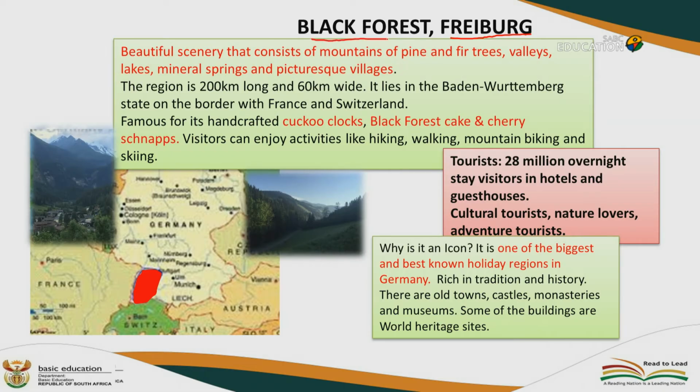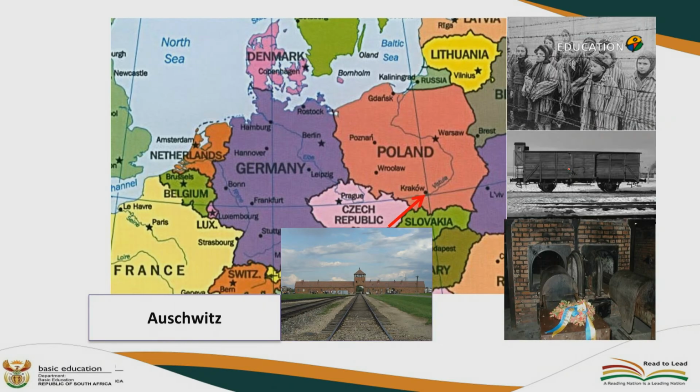And then also check the tourists, 28 million overnight visitors in hotels and guest houses. It means many tourists love to go and see the Black Forest. And when you do the Black Forest, remember, you can relate it to the cuckoo clock. It is found in Germany. Check Germany on our map.